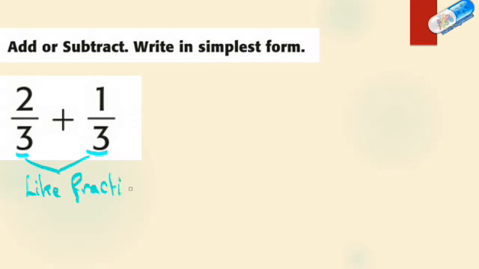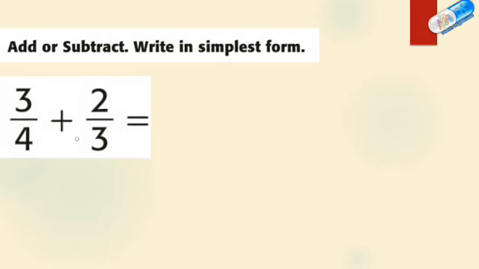Like fractions are fractions that have the same denominator, and this makes it easy for us to add or subtract, because we add the numerators. 2 plus 1 equals 3, and the denominator remains the same as it is. We do not add it or subtract it, we keep it as it is. So 3 over 3, and it's simplified, of course, to a whole one.